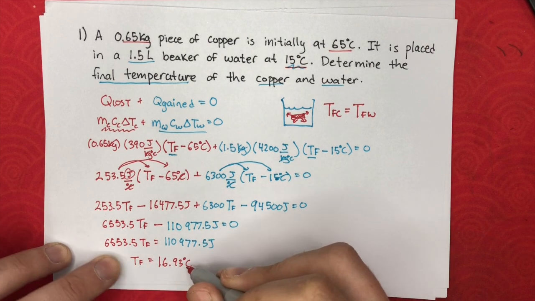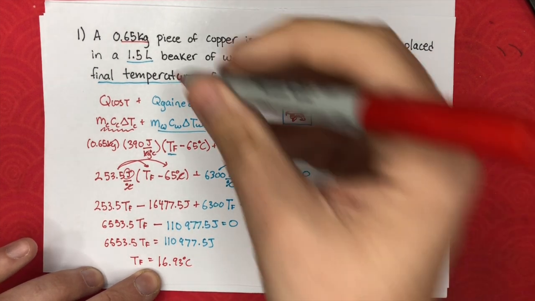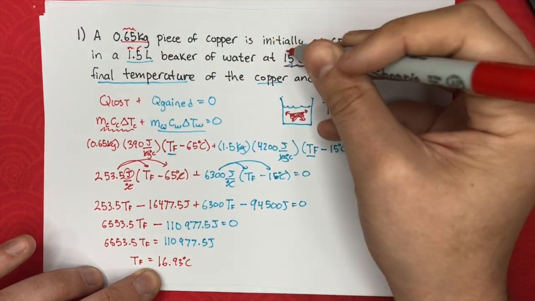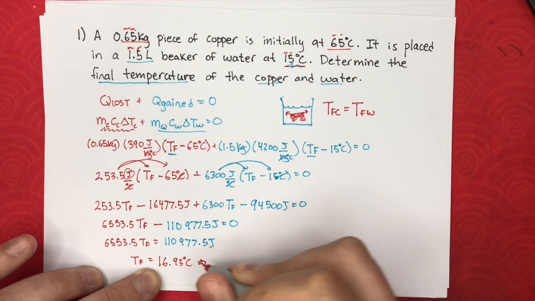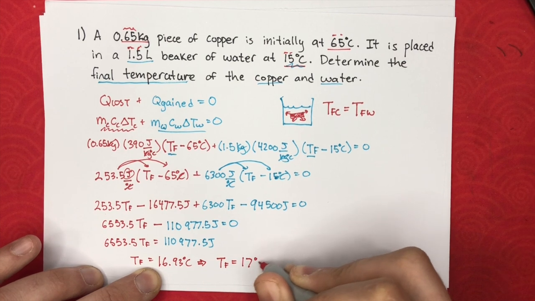We're not quite done yet. We need to take into account significant figures. So our initial problem gives us 2 significant figures for the masses and 2 significant figures for the temperature. So our final answer should also have 2 significant figures. So the final temperature is going to be 17 degrees Celsius.